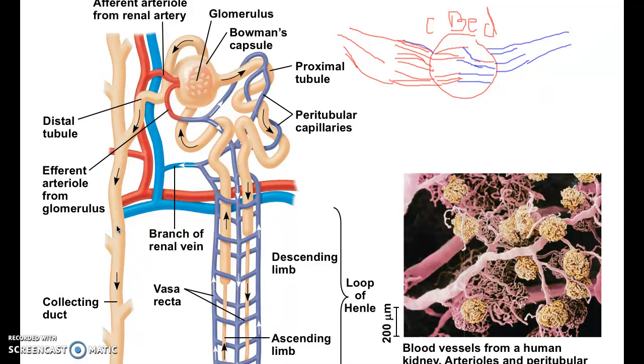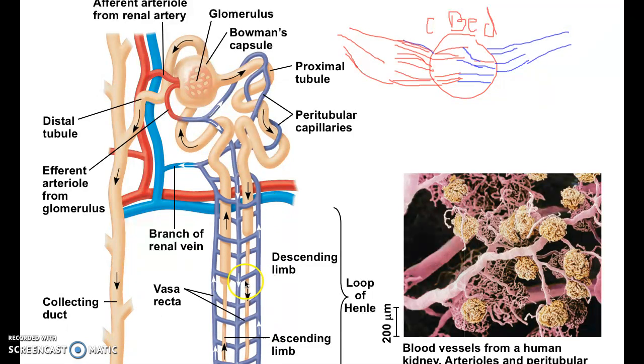So just to recap the anatomy, you have the glomerulus. Within the glomerulus is the Bowman's capsule. The Bowman's capsule is where filtration takes place. From there, it goes into the proximal tubule, down the proximal tubule. It goes into the descending limb of the loop of Henle, ascending limb of the loop of Henle. This whole structure here is called the loop of Henle. From there into the distal tubule, through the distal tubule, and into the collecting duct.